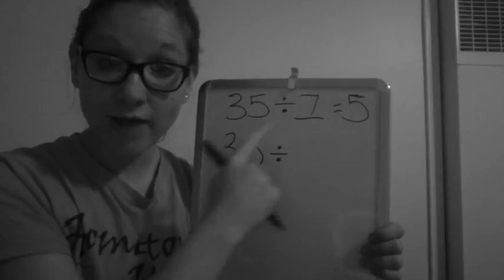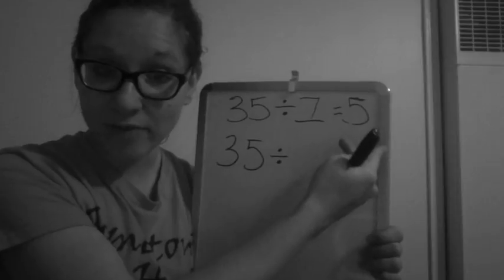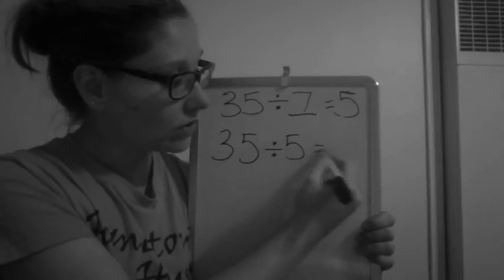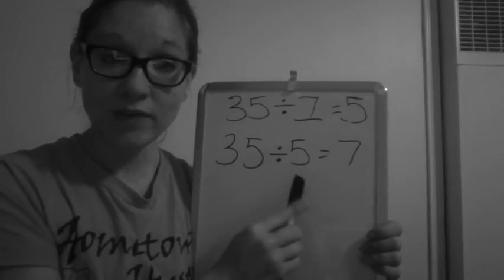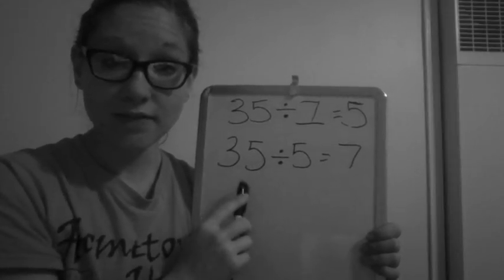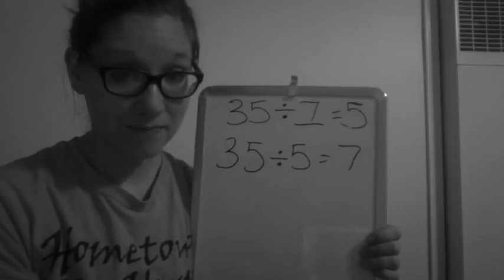So if 35 divided by 7 equals 5, I can flip-flop these. 35 divided by 5 also equals 7. So we flip the divisor with the quotient. Our dividend, or our total, always stays the same.